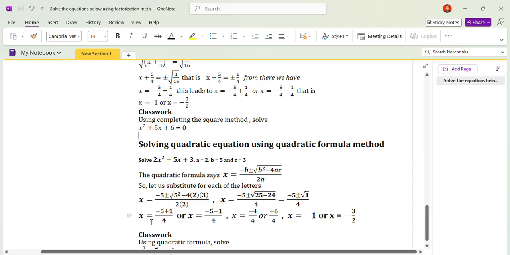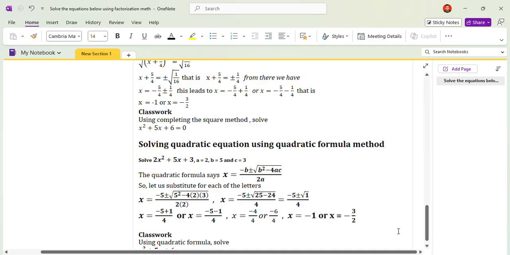So we have x equals minus 5 plus 1 over 4, or x equals minus 5 minus 1 over 4. So this will give us minus 4 over 4, or minus 6 over 4. So 4 over 4 is 1, so this is minus 1. And minus 6 over 4, 2 here, 2 here, so x equals minus 3 over 2. So you can see that that's what we got here when we used the completing the square method: x equals minus 1 and x equals minus 3 over 2.